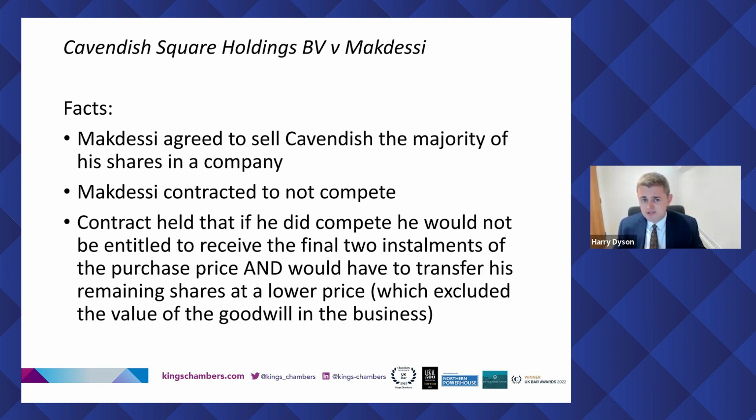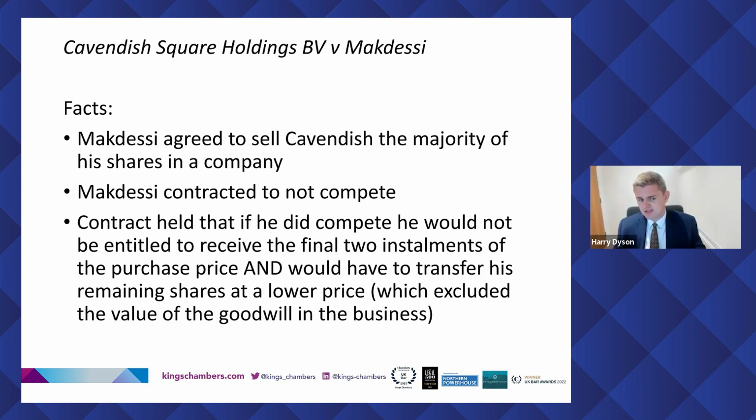Makdessi agreed to sell Cavendish the majority of his shares in a company. As part of this sale, he contracted to not compete with the company once the sale had gone through, which, fair enough, is very common, non-compete clauses as they're often called, so nothing unusual there. The contract went on to say that if he did compete, there would be essentially two consequences. The first one was that he wouldn't be entitled to receive the final 2 installments of the purchase price. And the second one, which was a bit more novel, was that he would have to transfer his remaining shares that he hadn't sold at a lower price.